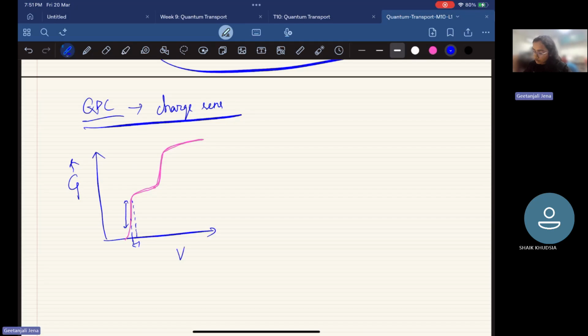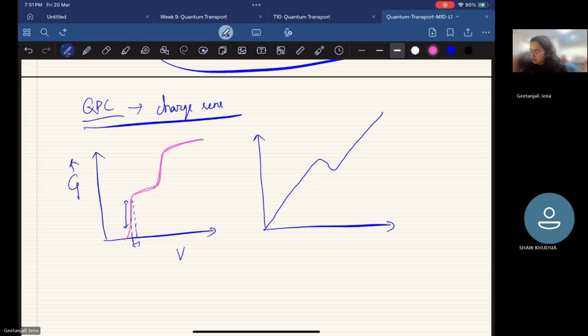Okay. And the reason is that, in a complete picture, if you look at it, this is the conductance variation and this is the current variation.